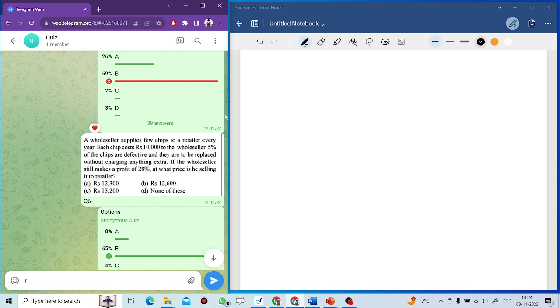Next question. A wholesaler supplies a few chips to a retailer. Every chip costs 10,000. 5% of the chips are defective and they are to be replaced without charging anything. This is a good one. So let these 10,000 be K, because I don't have to write.